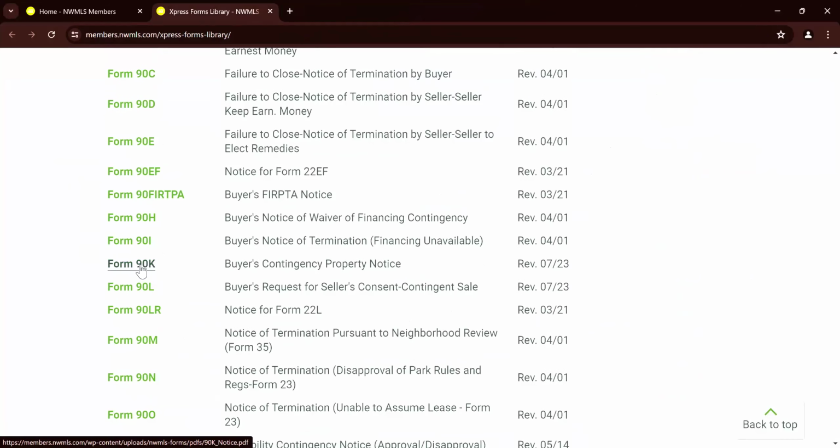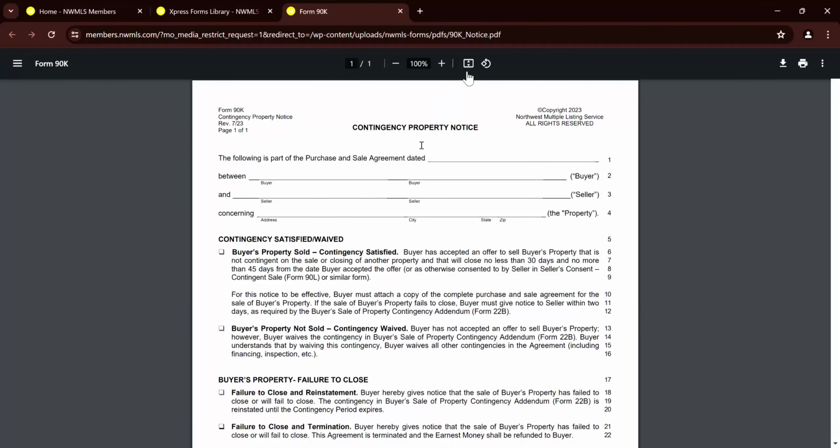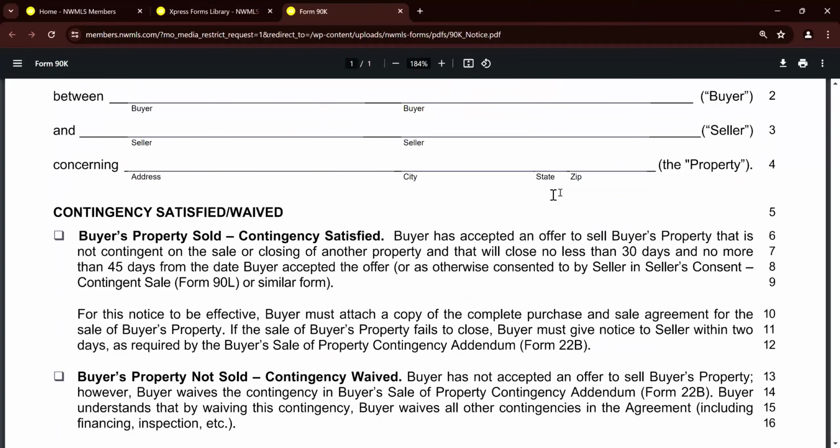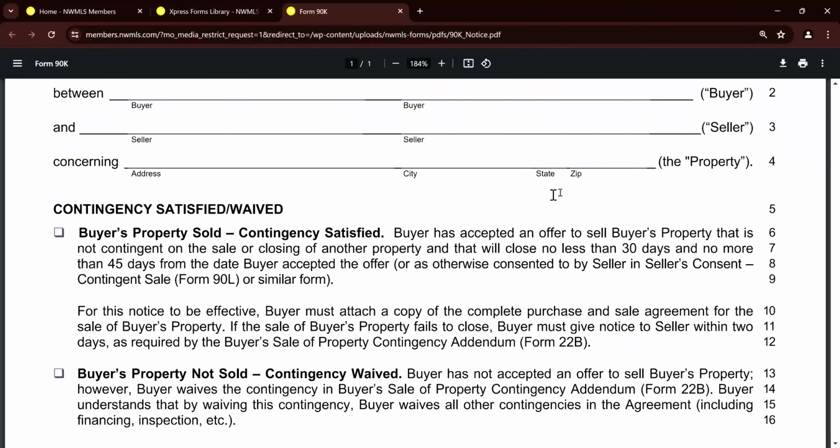All right, 90K, buyer's contingency property notice. This is definitely something that gets used. All right, buyer's property sold, contingency satisfied. This goes along with what the 22B says you're gonna utilize, right?